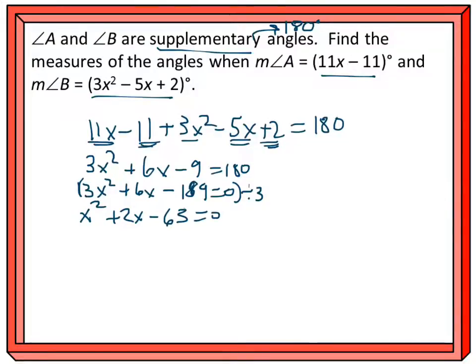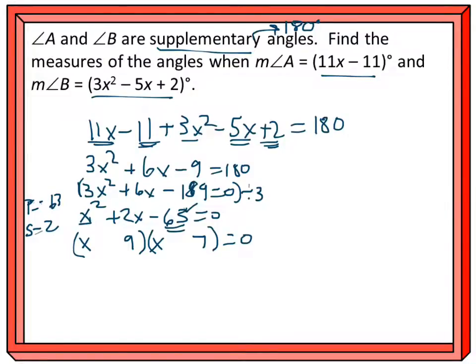Okay, so now when I factor this, I'm looking for two things that multiply to negative 63 and add up to 2. So a product of negative 63 and a sum of 2. Two things that multiply to 63 are 9 and 7, and we can get 2 from that. So I'm going to put that in our parentheses, an x and an x to get x squared, and our 9 and our 7 to get 63.